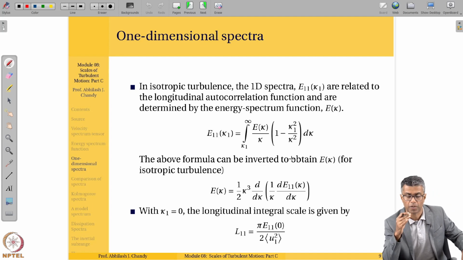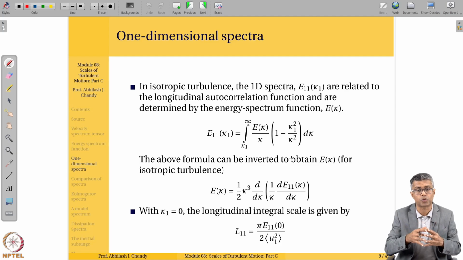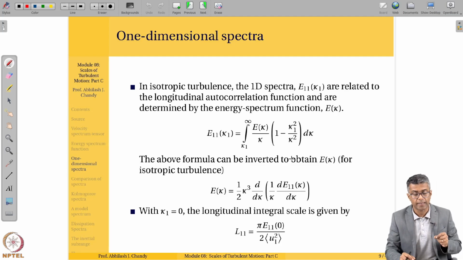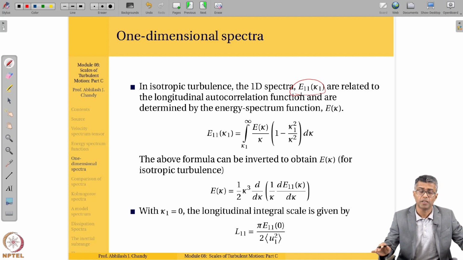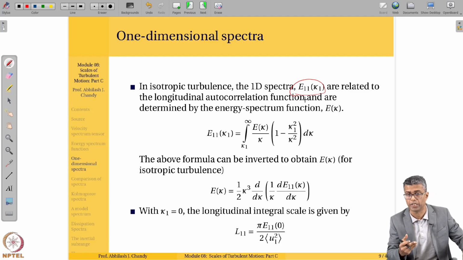So in isotropic turbulence, where there is no variance with respect to reflections or rotations, the variance in each direction is the same. So u1 squared average is equal to u2 squared average is equal to u3 squared average. And in such a scenario, the 1D spectra, which we represented as E11 of kappa 1, is related to the longitudinal autocorrelation function, just like the spectrum is related to the 2-point correlation. Here we have E11, so it would be autocorrelation.